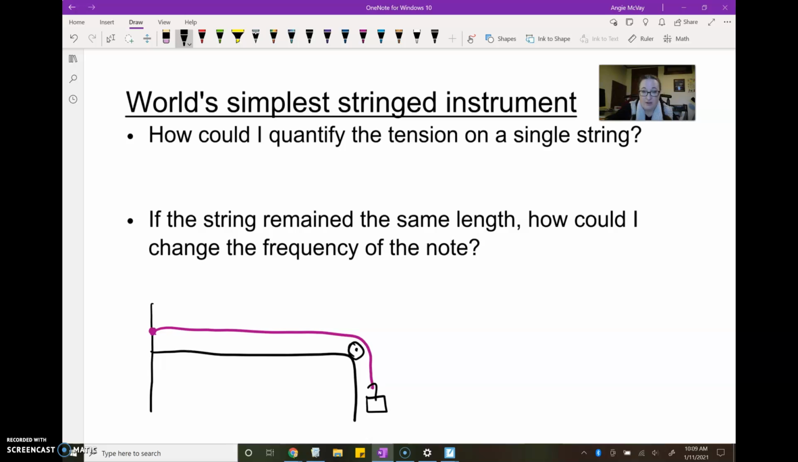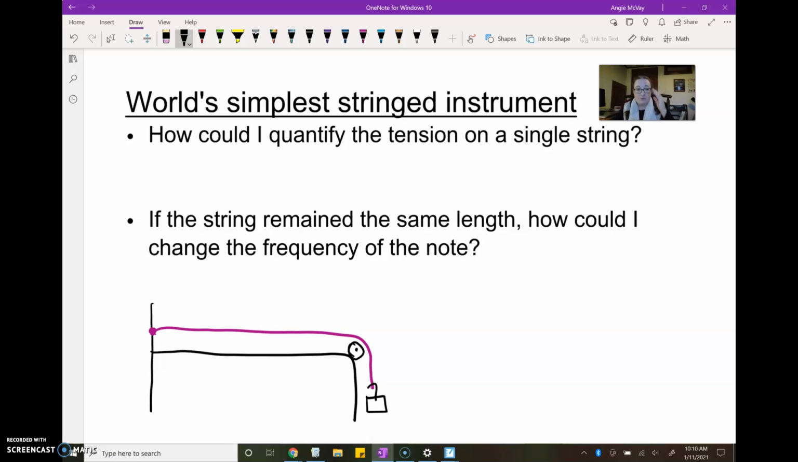Okay, so my question is, how could I quantify the tension on a single string? You could actually run a string over a ledge, over a pulley, and if you hang specific values of hanging mass on the end of that string, the weight pulling down on that string would be equal to the tension on the string, and that would be a way of experimentally quantifying tension. Okay. The string is going to stay the same length, so how could I change the frequency of the note? Well, you could add more mass, or you could simply pull down on that string.